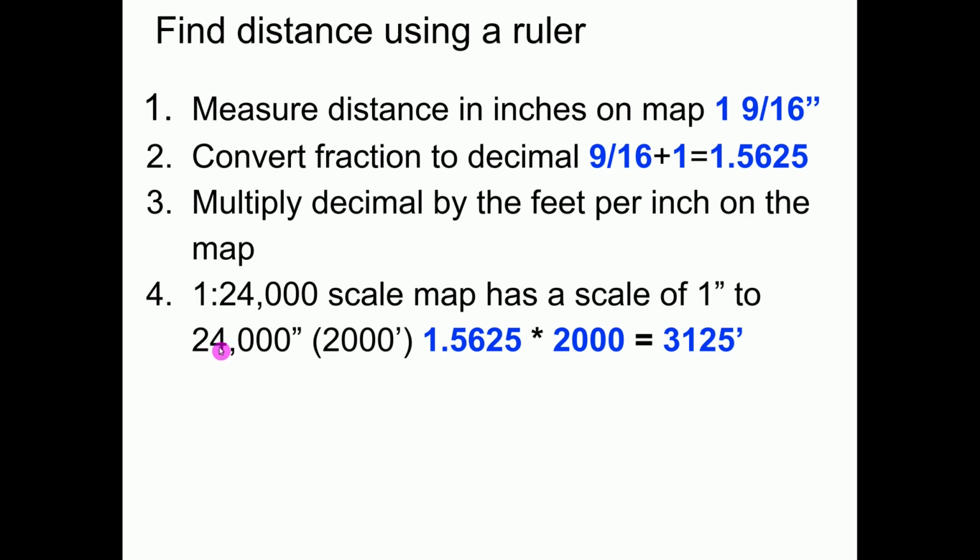Wait, scratch that, back that up. Divide 24,000 by 12 to go from inches to feet. So we know 1 inch is 2,000 feet. So we've measured 1 and 9/16 inches, which was 1.5625, times 2,000, is 3,125 feet. So using a ruler, you convert the distance in inches to a decimal, multiply the decimal by feet per inch, and that's your distance.